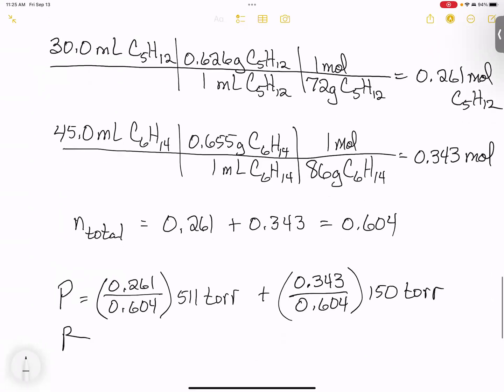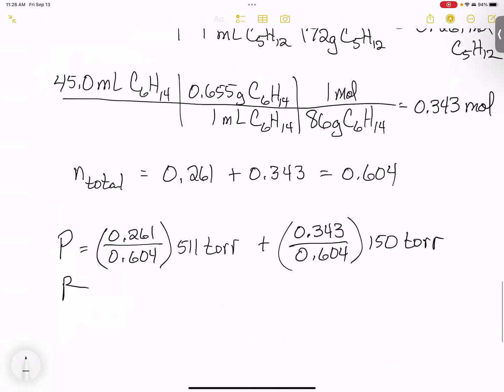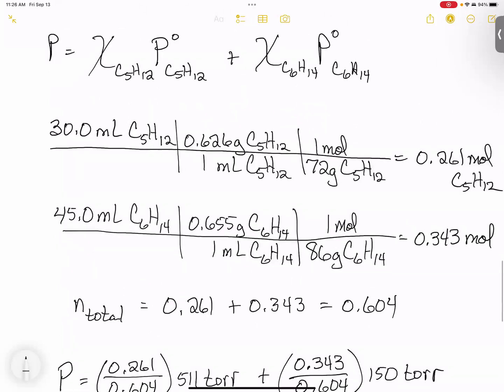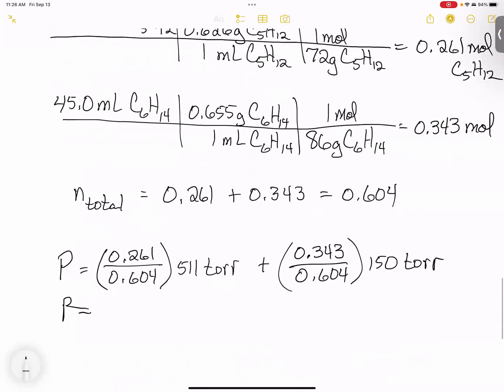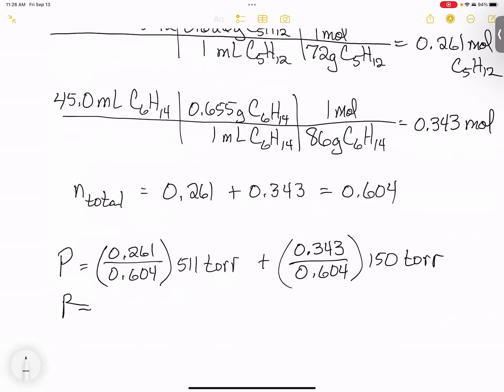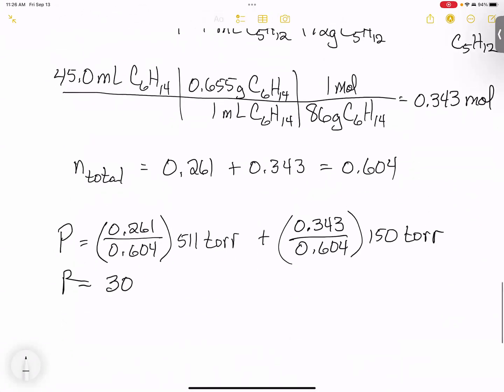So the pressure of our solution, making sure I didn't write anything down wrong, is equal to 306 torr. Questions?